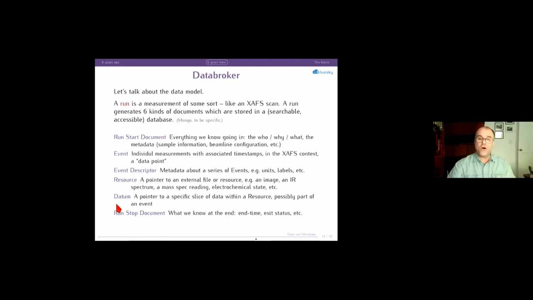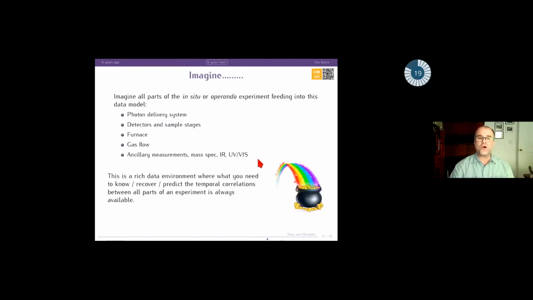So taken together, all of this is an experiment. And it's a really good model. And so now if you imagine that all parts of the experiment, not just the photon delivery system and the detectors and stages, not just the things that you associate specifically with the beamline, but everything else is all reading into this data model, your furnace, your gas flow, your ancillary measurements like mass spec or IR or whatever else you're doing at the same time as you're measuring XF, if all of those things subscribe to this data model and put their data in the database that way, then we have this rich environment of data where you know or can recover or can even predict temporal correlations between all of these things.